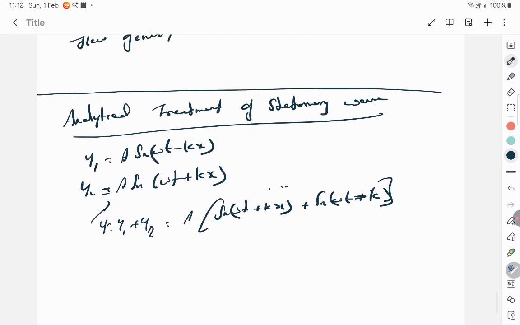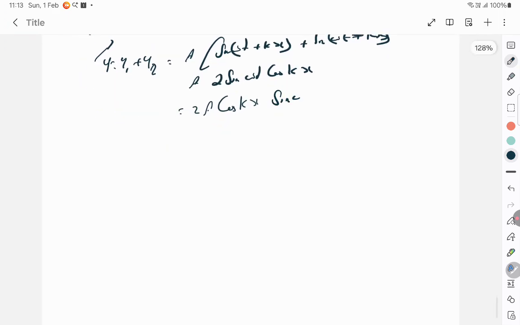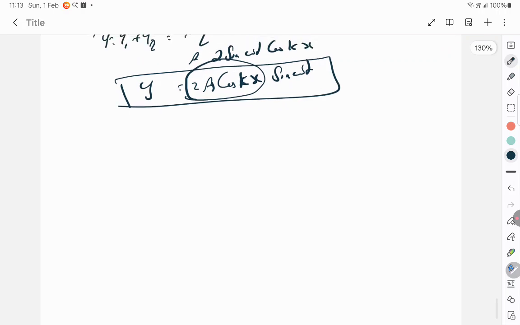You get sin(a+b) + sin(a−b) = 2 sin a cos b, so 2a sin ωt cos kx. The 2a cos kx can be brought forward, and sin ωt can remain here. This represents your maximum amplitude, this is your net displacement. You take this maximum amplitude and write it separately, and this is where we are going to do the analysis. The maximum amplitude expression is 2a cos kx.